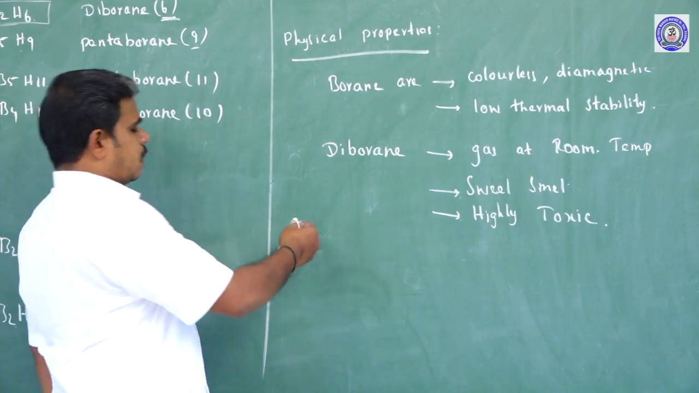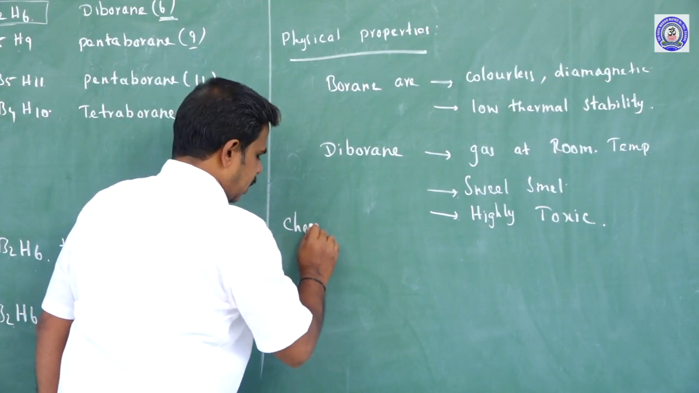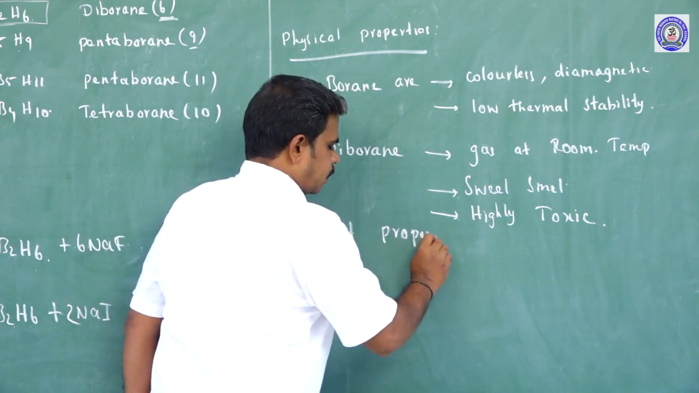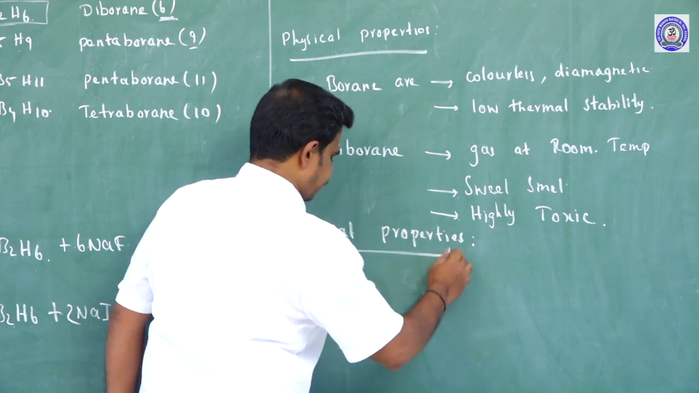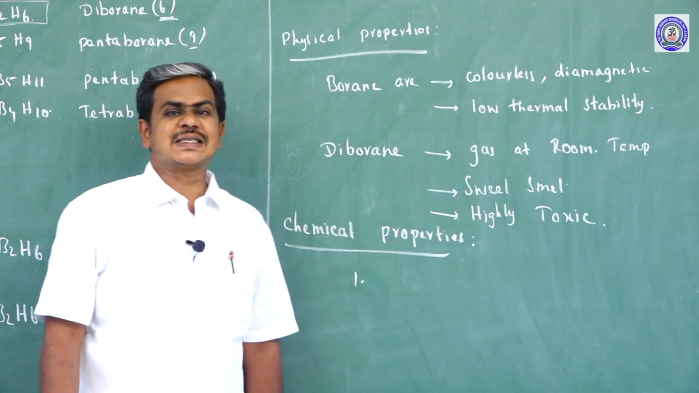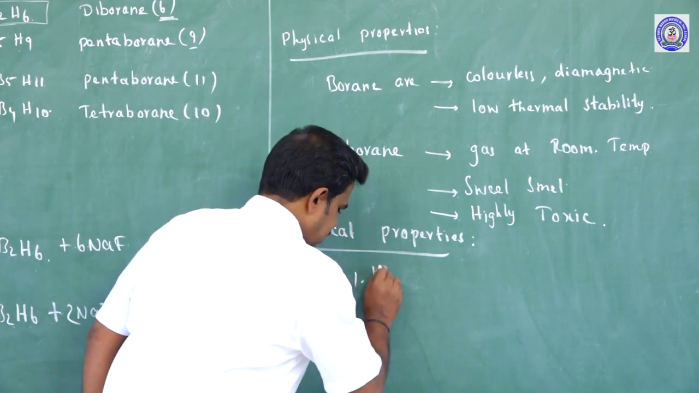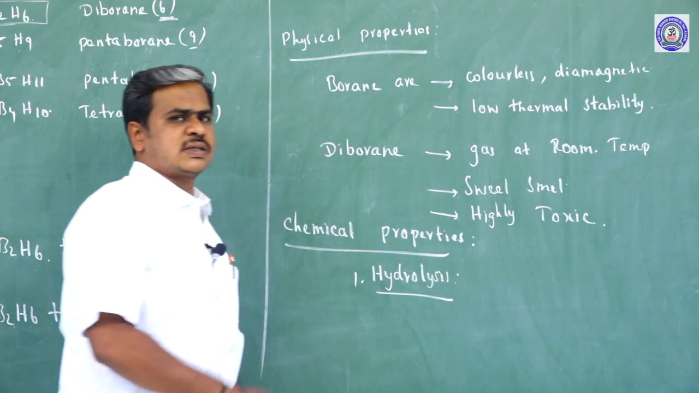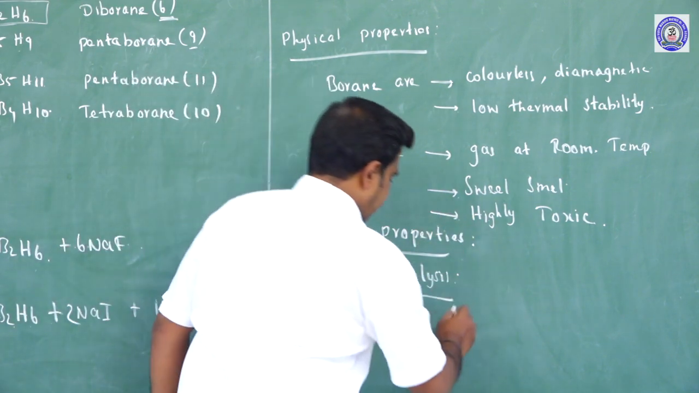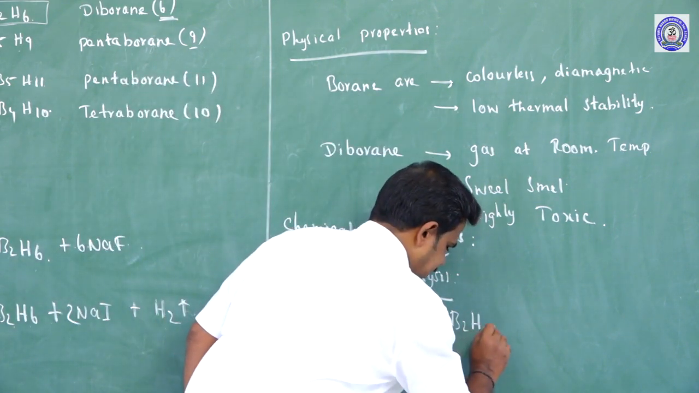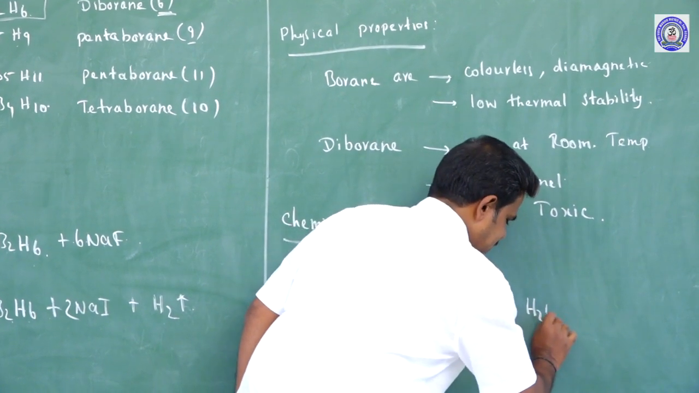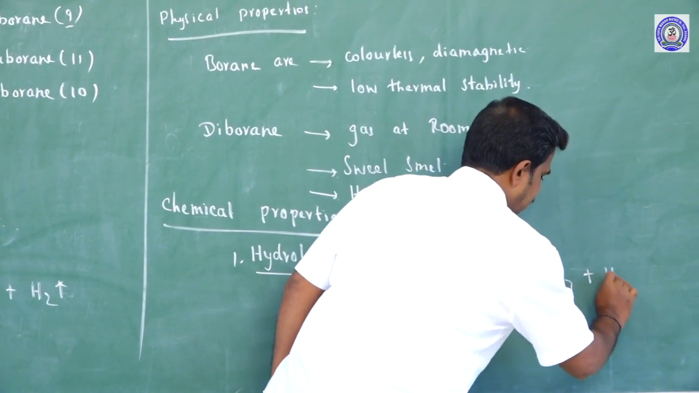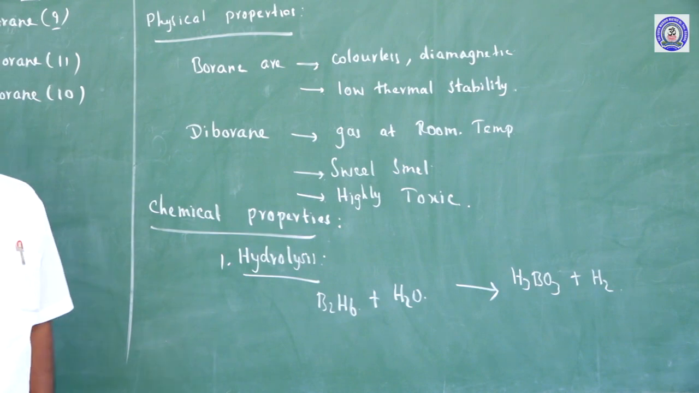Now, we may take the chemical properties of diborane. The first one is hydrolysis. What do you mean by hydrolysis? Reaction with water. So, diborane, that is B2H6, on hydrolysis forms boric acid, H3BO3, and hydrogen.